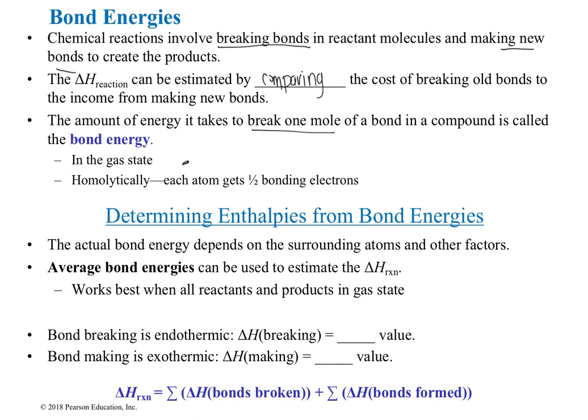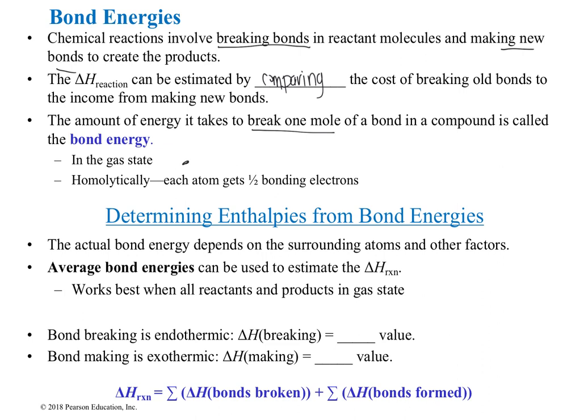So we are going to be looking at tables of bond energies, and those values will depend on what those molecules are bonded to, as well as the other atoms that are around it. But we can generally get a pretty good estimate from the average bond energies. And like I already said, it works best when it's in the gas state.